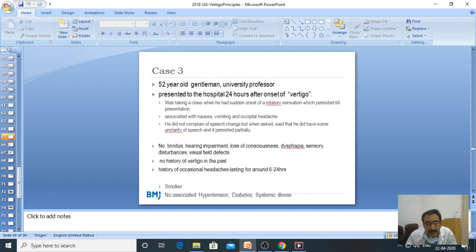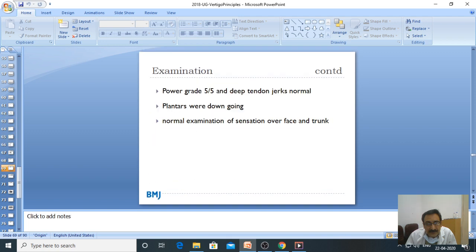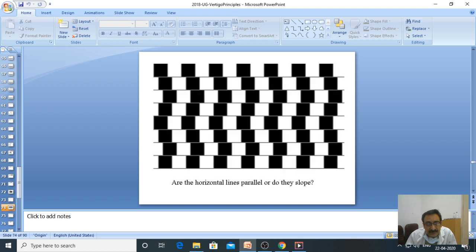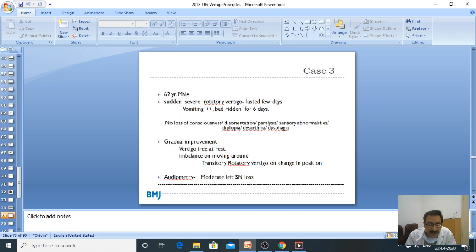So let me take you to another patient. So here's this gentleman who's 62 and he had sudden severe rotatory vertigo which lasted a few days. And he had vomiting and he was bedridden for 6 days. So what does that tell you? It tells you that the rotation and the vomiting and the autonomic symptoms were in sync. They were proportional. No loss of consciousness, no disorientation, paralysis, sensory abnormalities, diplopia, dysarthria, dysphagia.